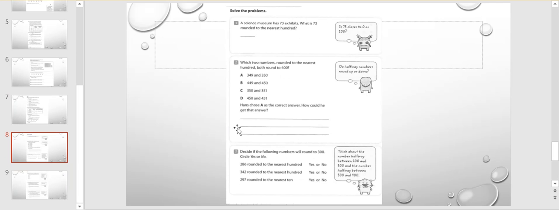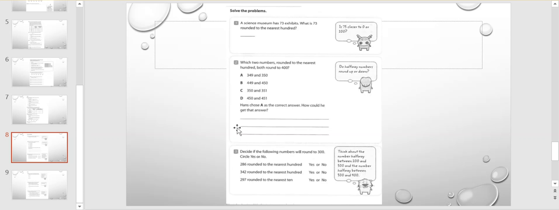We're on the home stretch, okay? You're going to use place value to round numbers. Number 1, a science museum has 73 exhibits. What is 73 rounded to the nearest 100?